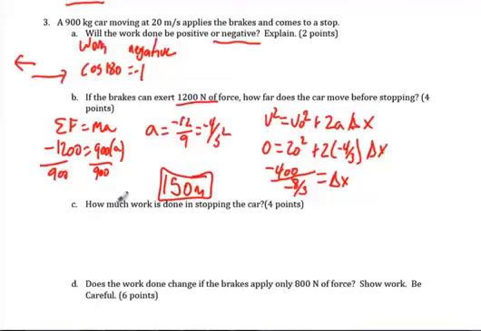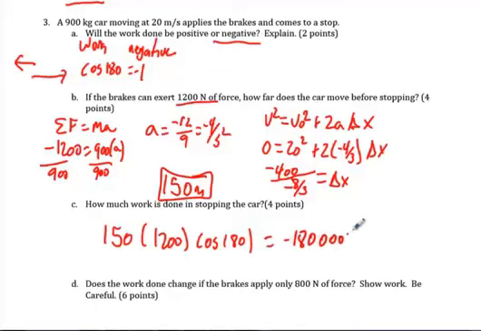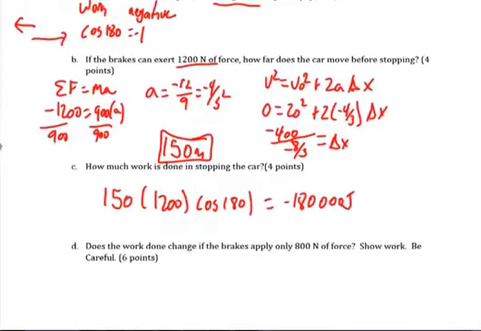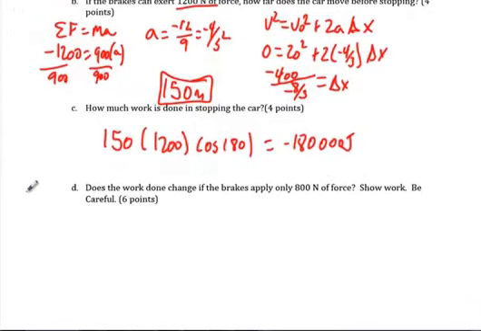How much work is done stopping the car? Well, now I can take my 150 meters, my x, times my force, which was 1,200 newtons, times the cosine of 180, and I get 150 times 1,200 times the cosine of 180 is negative 180,000 joules. And so it took 180,000 joules of work for friction to stop this car.